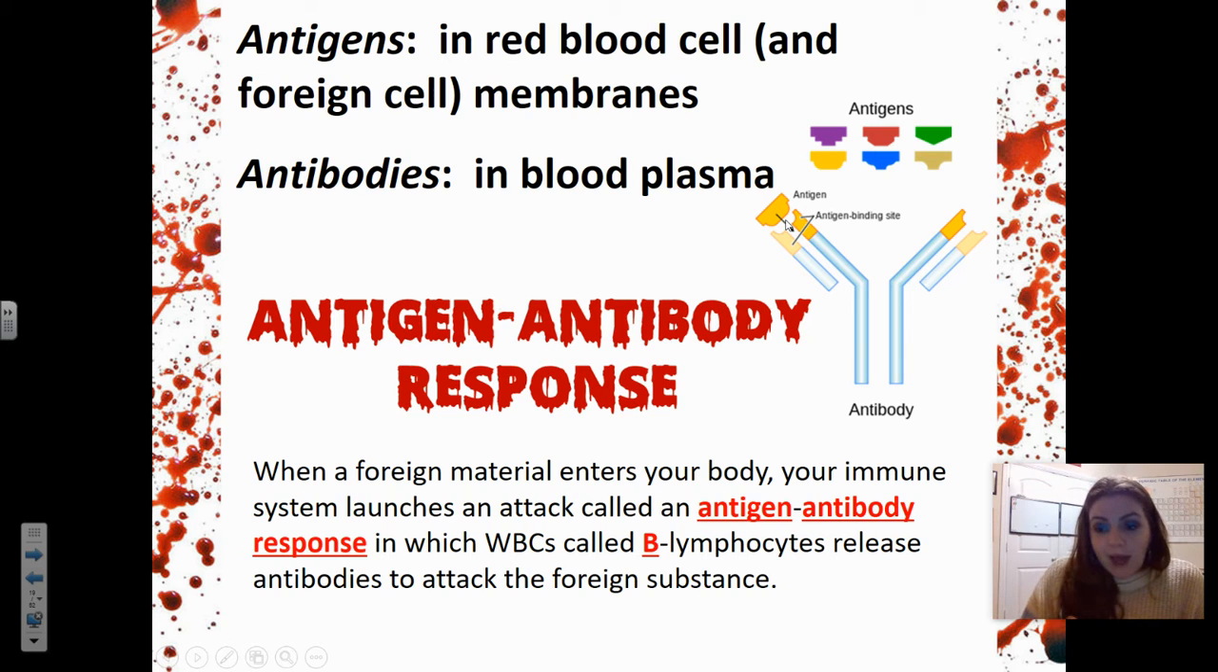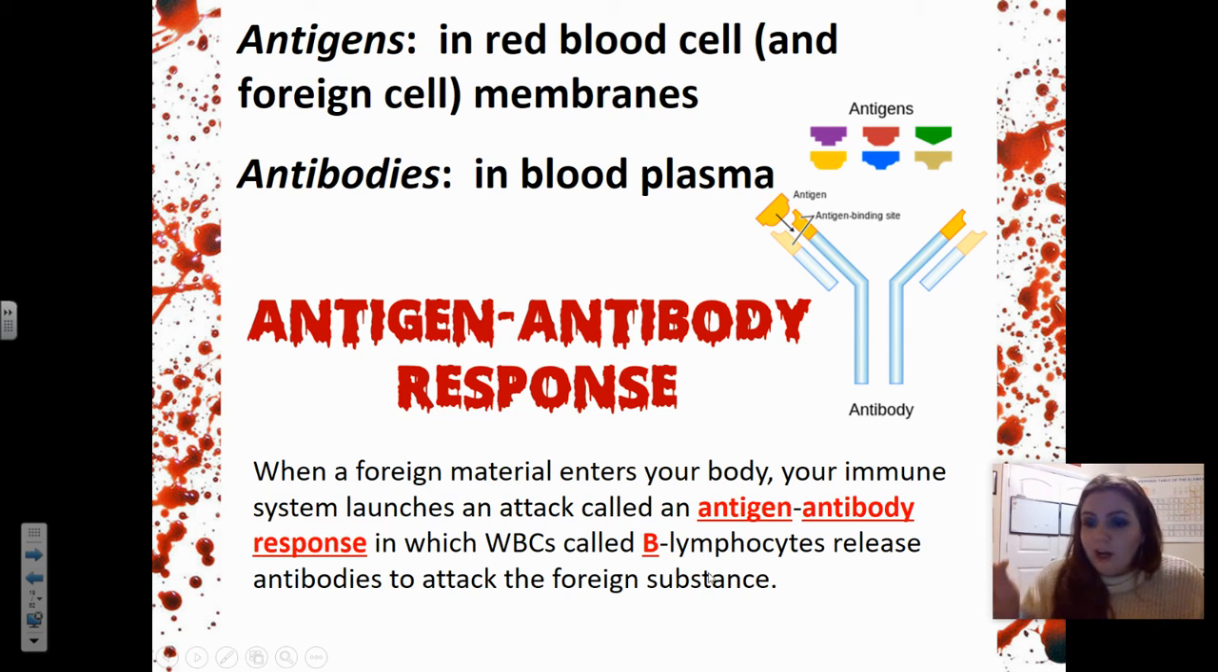So whatever blood type you have, you will have antibodies that fight what you don't have. An antigen antibody response is what that's called. When a foreign material enters your body, your immune system launches an antigen antibody response in which white blood cells called lymphocytes release antibodies to attack that foreign substance. Same thing as when you have the flu and your body releases antibodies to go fight the flu, just different shapes. These shapes would fight foreign blood.